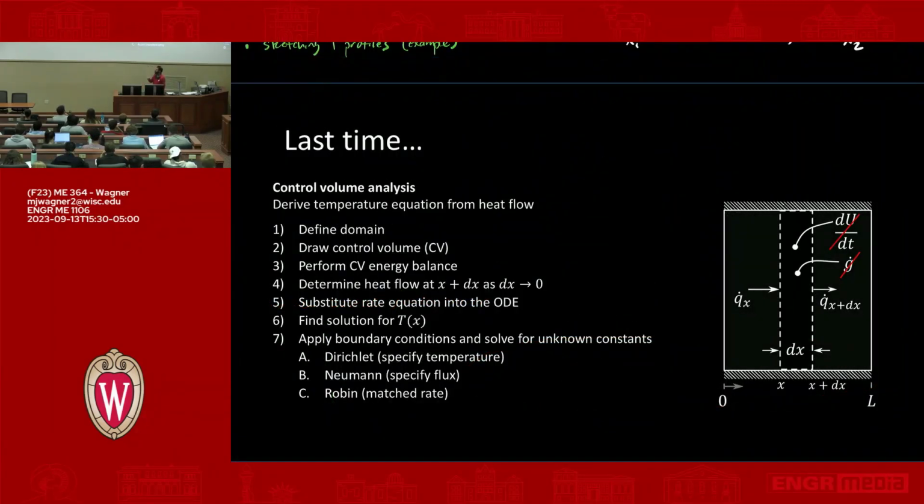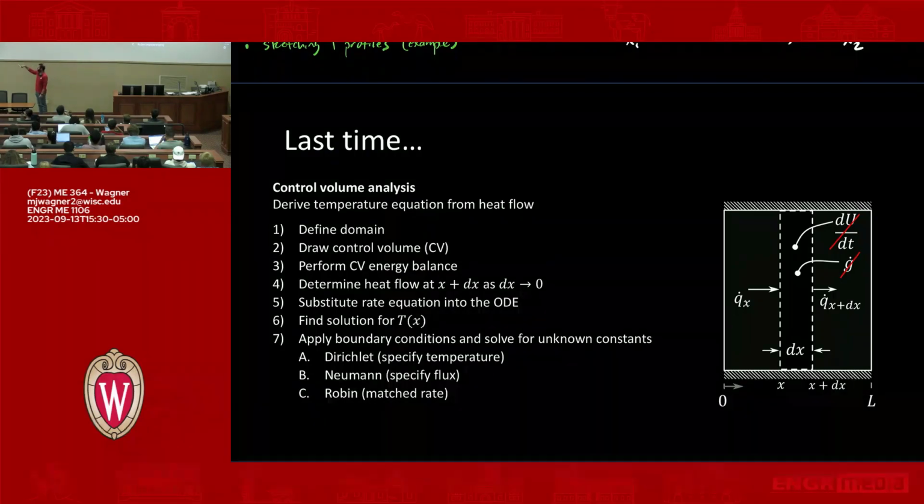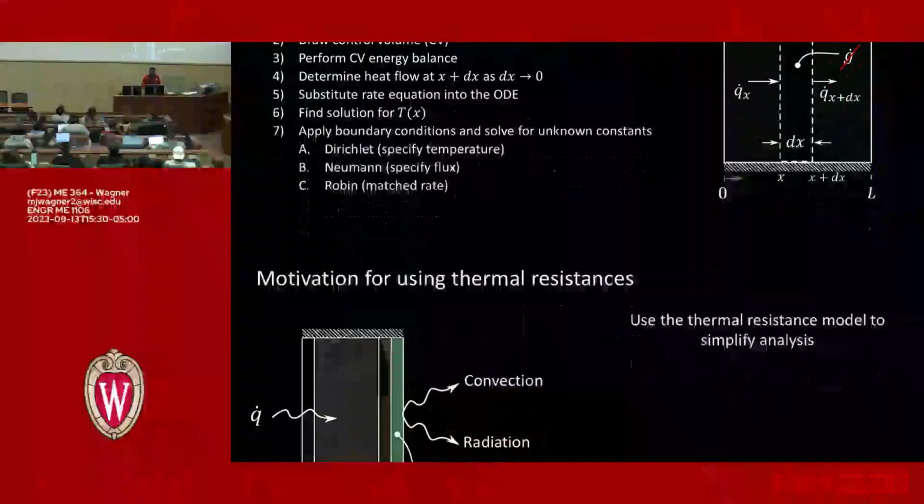So last time, we went through the process of doing control volume analysis, deriving an expression for temperature. We went through all these 7 steps, and then we got to the point of enforcing boundary conditions. In this example, we just assumed that generation is 0 and that it's steady state. So we only have heat flowing in and heat flowing out, and then we just do the differential analysis that way. We also did a problem and discussion on this.